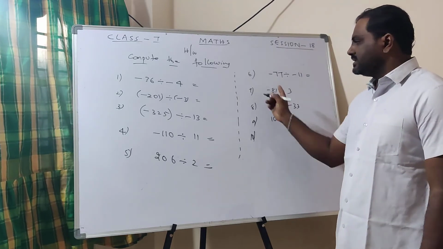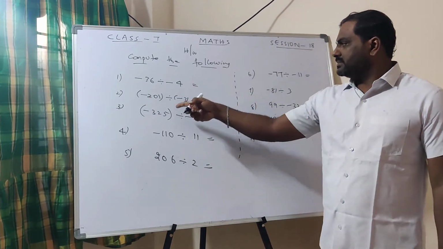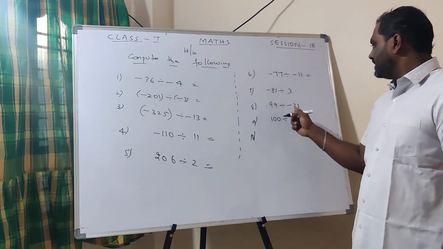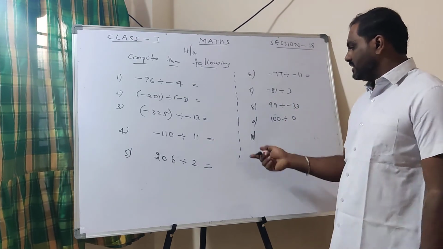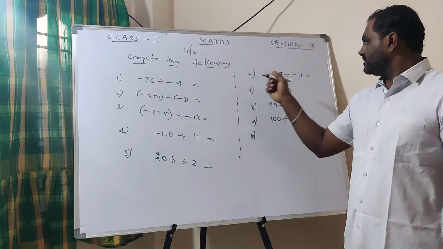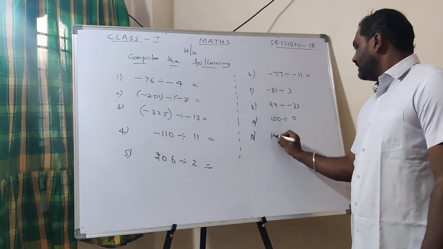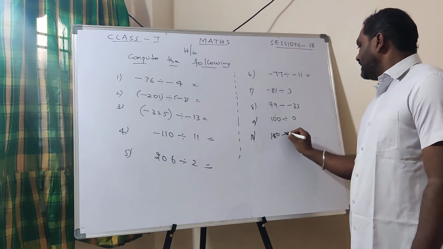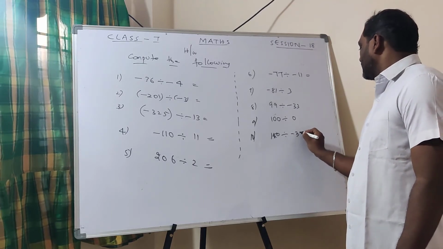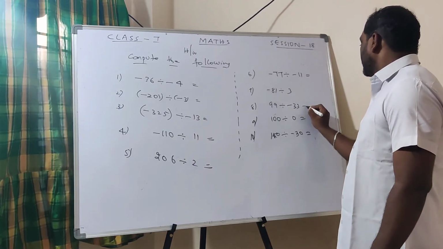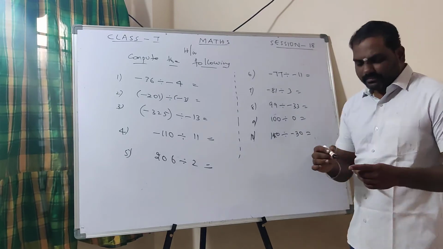And the last question: plus and negative, plus already over, so I'll go for both negative questions, already more. I'll go for a positive and negative combination. 150 divided with minus 30, right? So these are the 10 questions I am giving as home assignment to you.